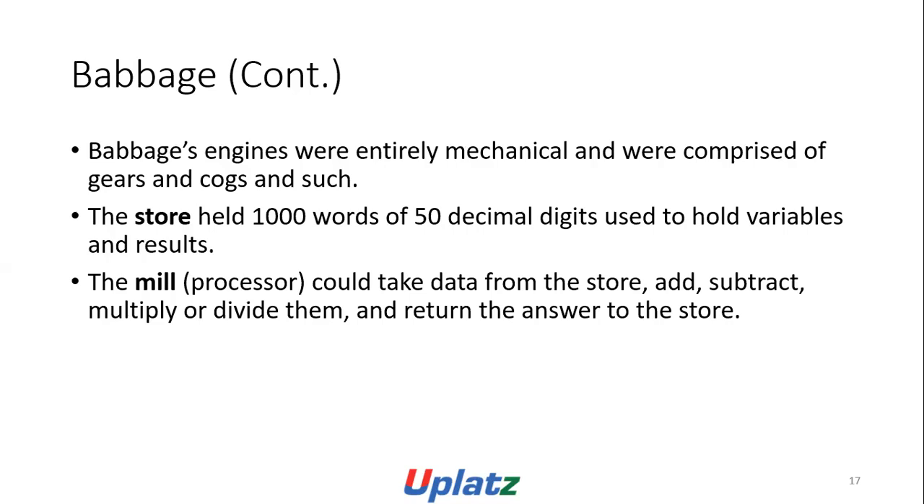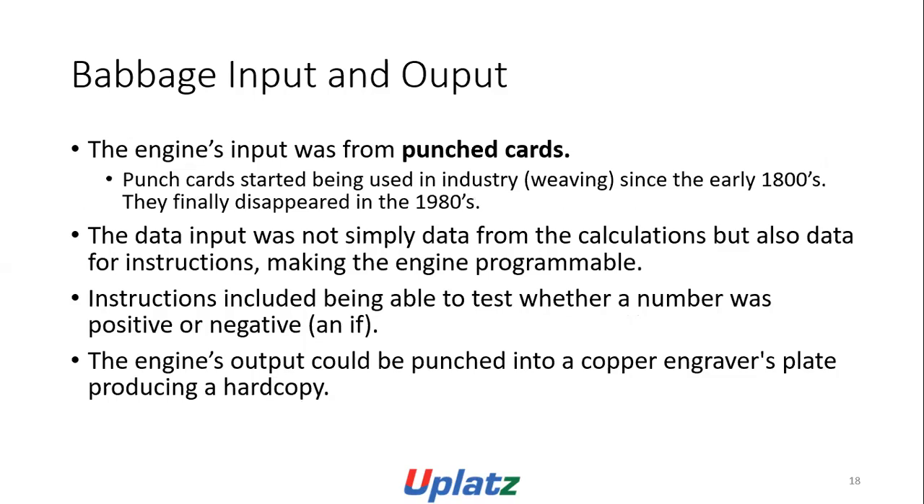The mill, the processor, could take data from the store and add, subtract, multiply, or divide them and return the answer to the store. Babbage's input and output: the engine's input was from punch cards. Punch cards started being used in industry weaving in the early 1800s. They finally disappeared in the 1980s. The data input was not simply data for the calculations, but also instructions, making the engine programmable. Instructions included being able to test whether a number was positive or negative. The engine's output could be punched into a copper engraver's plate, producing a hard copy.